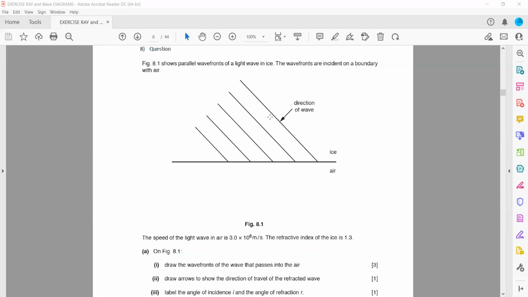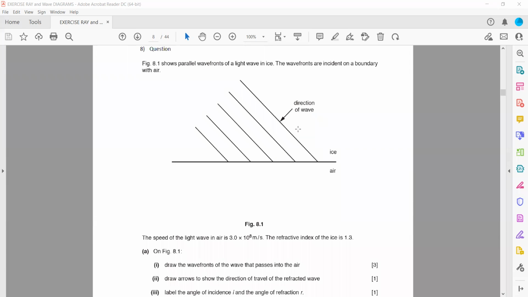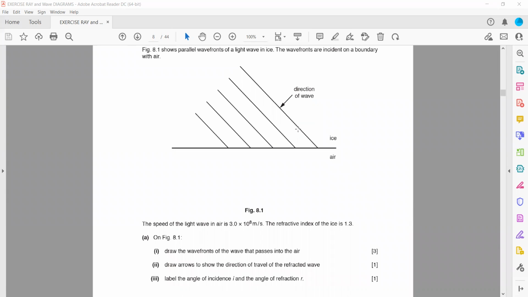Another similar question, figure 8.1 shows parallel wavefronts of light which is in ice and moving from ice to air. The speed of the light is 3 into 10 power 8. So it means the light travels fast according to the value. In ice, it is traveling at a slower speed. In air, it is 3 into 10 power 8 meters per second. So speed increases. When speed increases, it will bend away from the normal.